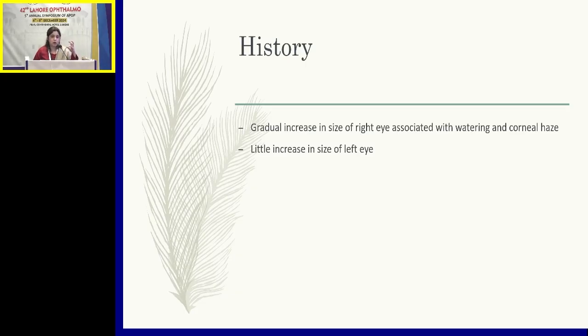in the size of the right eye, and that increase in the size of the right eye was associated with watering. There was also a history of corneal haze that settled with the use of anti-glaucoma drugs. There was also a little change in the size of the left eye, but it was lesser as compared to the right eye.